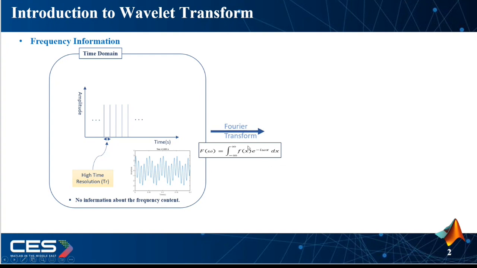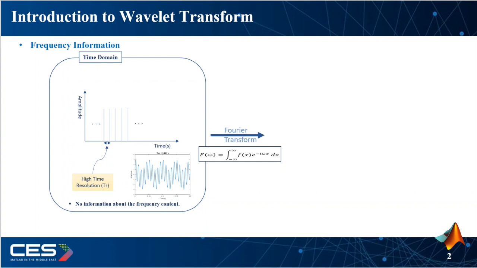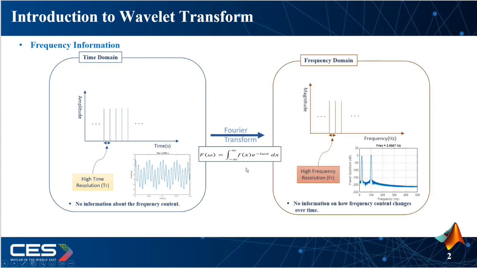So this is the equation of the Fourier transform. Let's say this is my signal and this is my Fourier transform. So what does the Fourier transform do? It splits the signal into sine waves at different frequencies. So what we get after applying this Fourier transform is something like this.